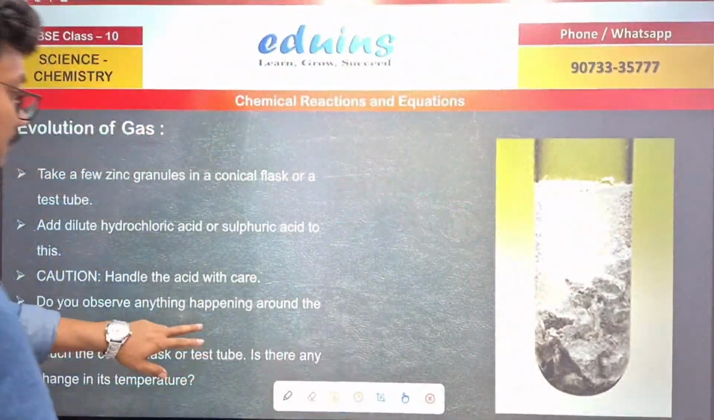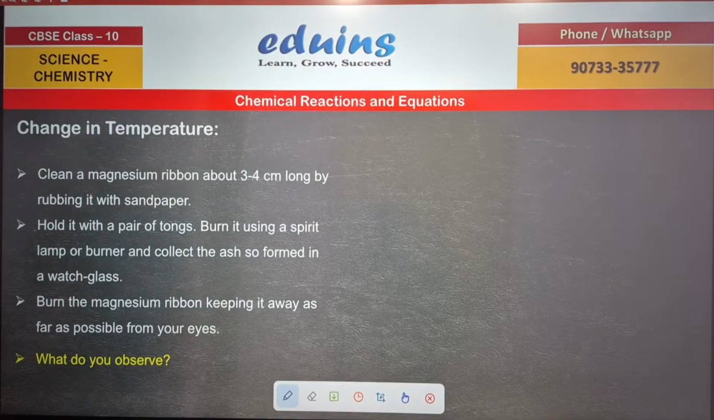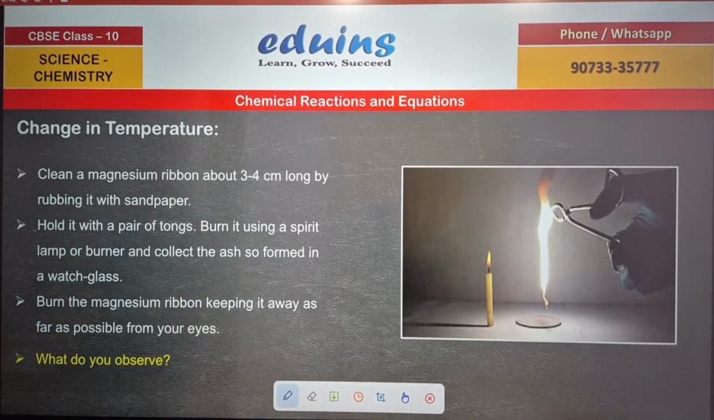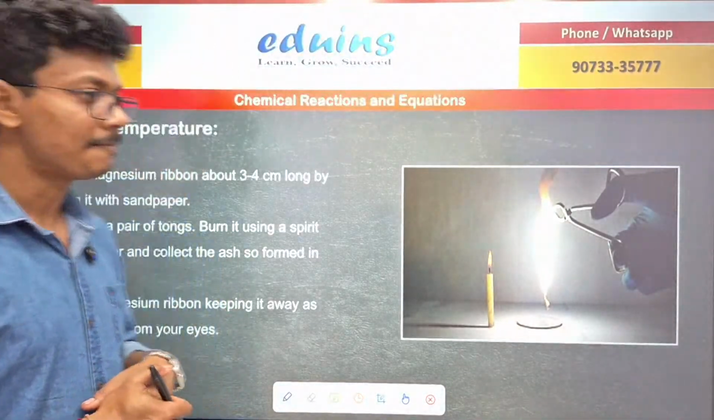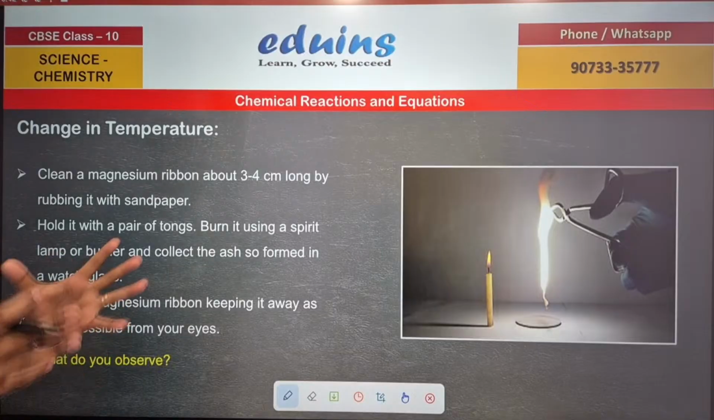Next, change in temperature. So clean a magnesium ribbon about 3 to 7 centimeter long by rubbing it with sandpaper, hold it with a pair of tongs and burn it using a spirit lamp or burner, and collect the ash so formed in a watch glass. Burn the magnesium ribbon, keeping it as far as possible from your eyes. Of course, this produces a poisonous gas. So what will we observe? It will increase its temperature.